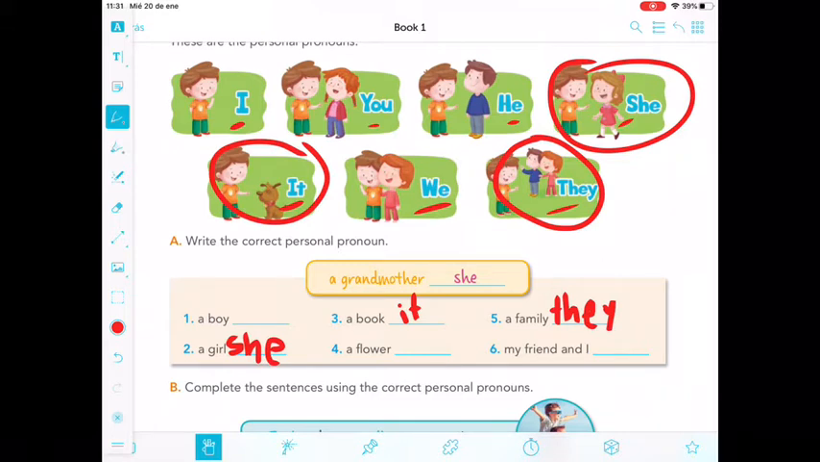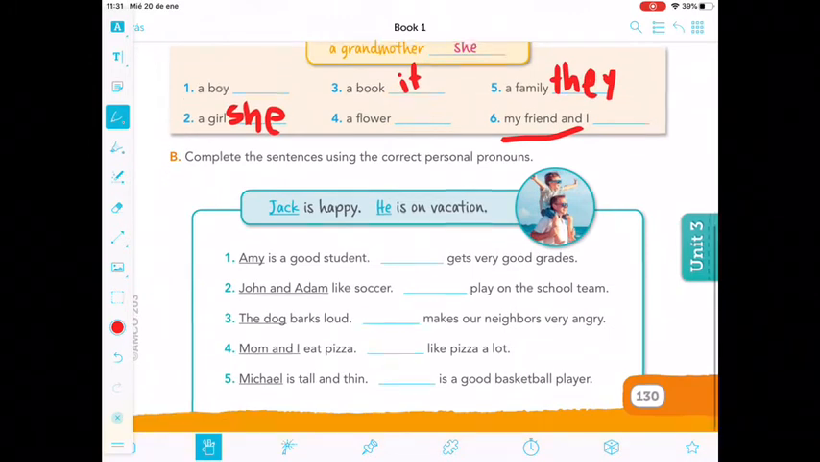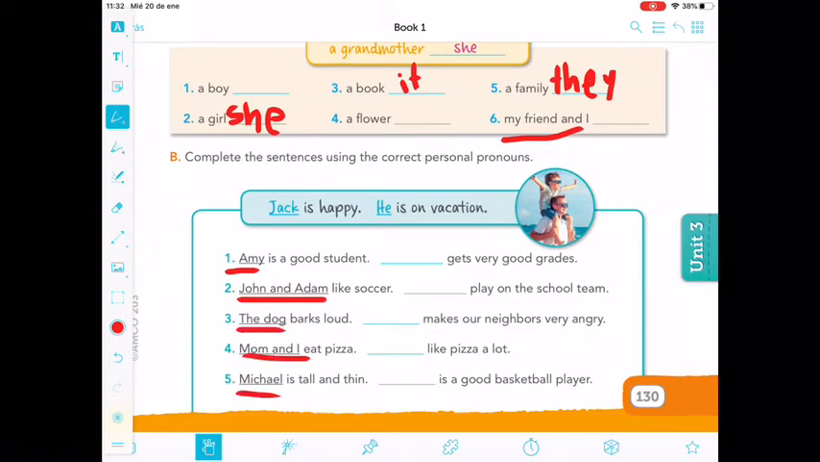¿Qué pronombre representa boy? Un boy. A flower, una flor. Y donde dice my friend and I, mi amigo y yo, ¿qué pronombre será? Recuerda que aquí hay dos personas. Significa que son plural. Ahora en la parte de abajo ya están subrayados los nombres: Amy, John and Adam, the dog, mom and I, and Michael. Aquí donde dice mom and I está representando we, porque dice mi mamá y yo. Yo estoy en la acción, entonces es we.